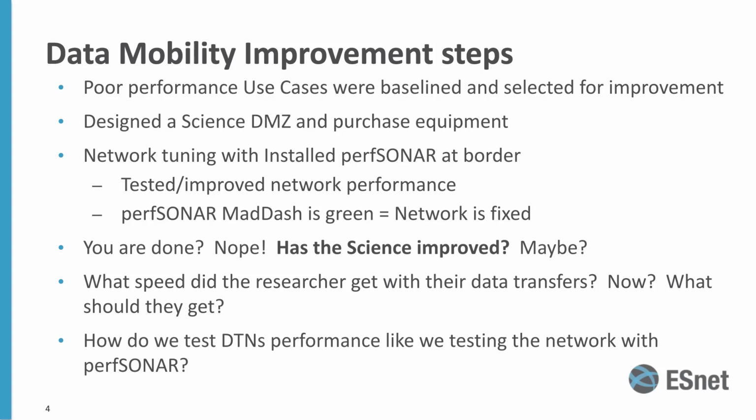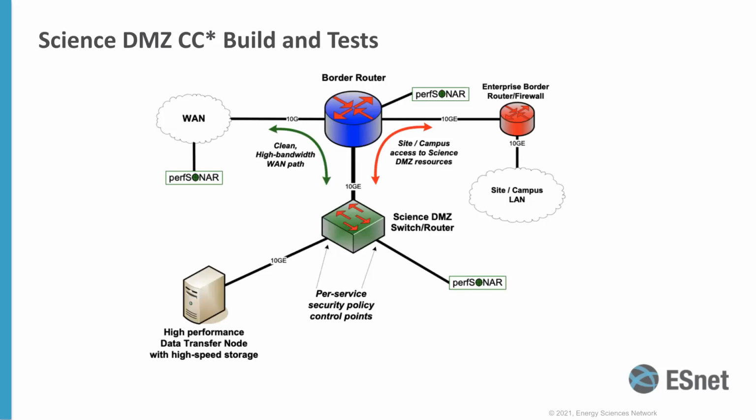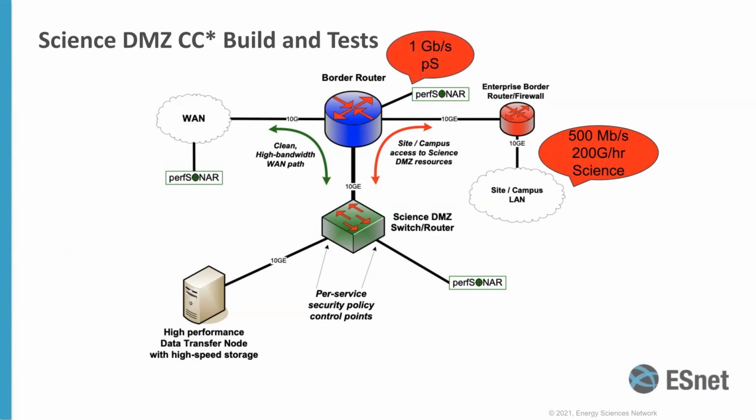As you start out, looking at this pattern, you may have a researcher complaining. This is a simple little cartoon that steps through some of the workflow. You see someone transferring 500 megabytes per second, or 200 gigs an hour, of science. We know that should be better than that. So you put in your Science DMZ and a perfSONAR node at the border, and you're still only getting one gigabit per second of perfSONAR, but that's almost double what you're getting on your campus LAN. Then you do some other tuning and bump that perfSONAR transfer up to 8 gigs a second. So you know you've improved the wide area transfer speeds. You've actually installed your Science DMZ and you replicate the same speed there for the network transfer.